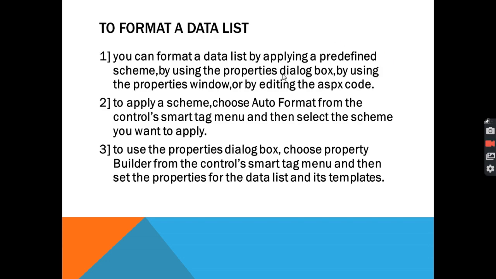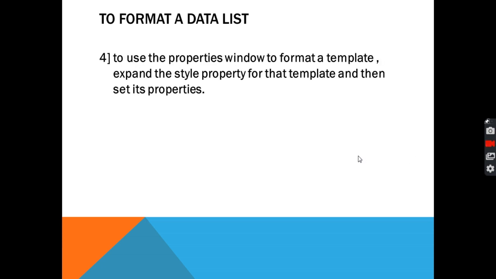You can format a data list by applying a predefined scheme, by using the properties dialog box, by using the properties window, or by editing the ASPX code. To apply a scheme, choose auto format from the control smart tag menu and then select the scheme you want to apply. To use the properties dialog box, choose property builder from the control smart tag menu and then set the properties for the data list and its templates.